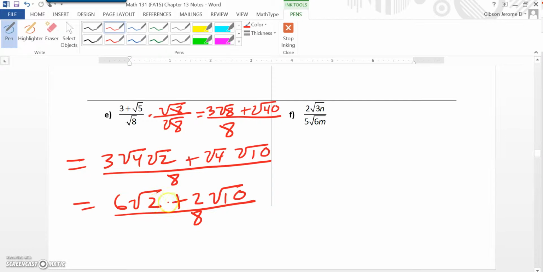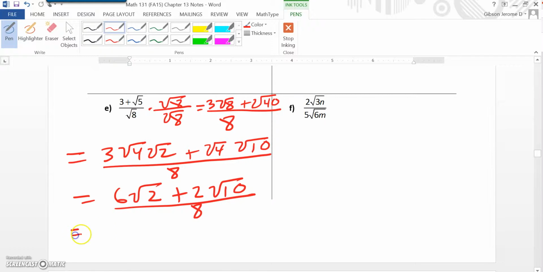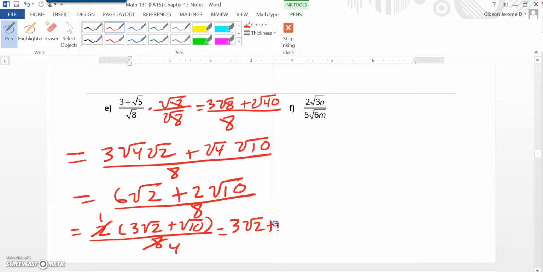Now we know here with 6 and 2 we can factor out a 2. So let's factor out our 2. And we have in parentheses 3 square root of 2 plus the square root of 10 all over 8. Now we know 2 and 8 simplifies out. 2 goes into 2 once, 2 goes into 8 4 times. So our final answer here would be 3 square root of 2 plus the square root of 10 all over 4. And that is the final answer.